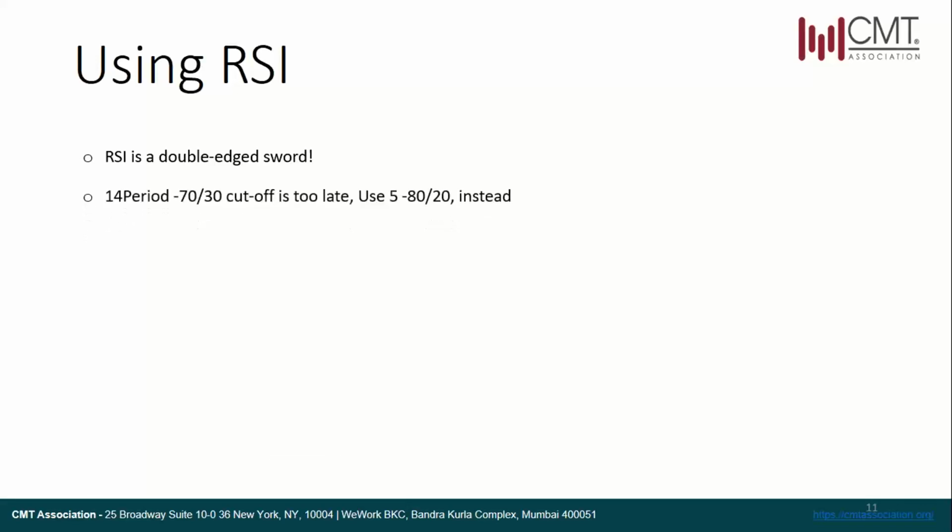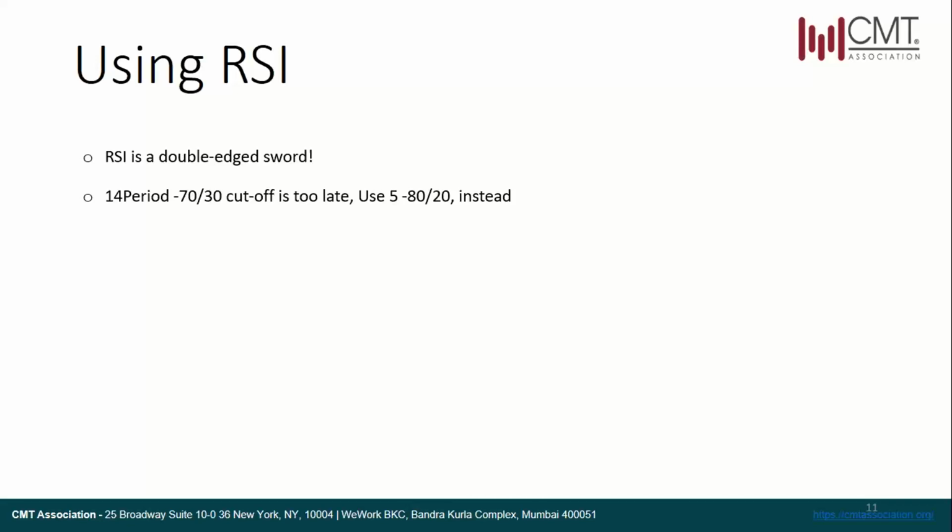So in my experience, from a practical standpoint, I do not use a 14-period and a 30-70 cutoff, because I feel it is too late to capture most of the short-term trades. As a short-term trader, where I'm looking for a trade which is going to last for the next 4 to 5 days or maybe a week, the 14-period RSI would generally be slightly late. And of course, a 14-period compared to a 5-period is always going to be slightly slower.